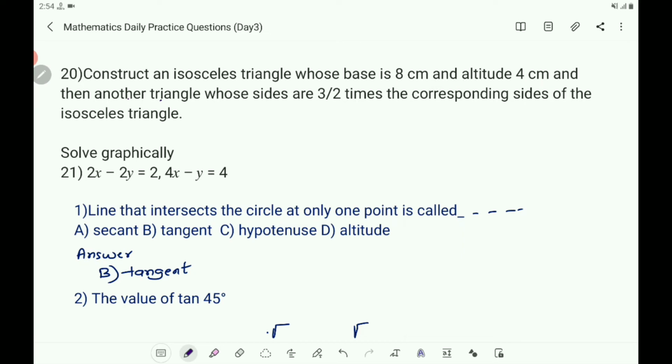In the first step, construct the isosceles triangle whose base is 8 cm and altitude is 4 cm. Follow the steps of construction of an isosceles triangle when the base and altitude are given. And after constructing the isosceles triangle, we have to construct the triangle similar to the already constructed isosceles triangle. Follow the steps of the construction and construct the triangle similar to the given triangle.